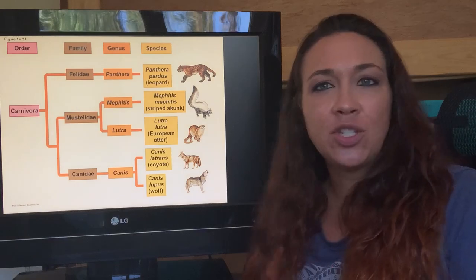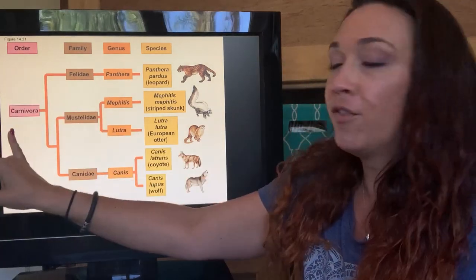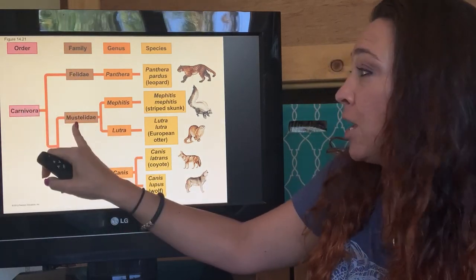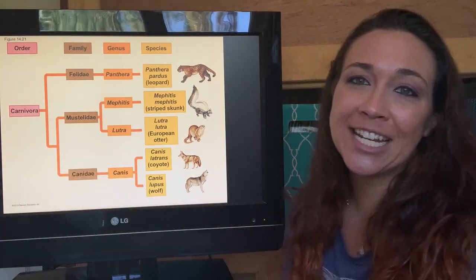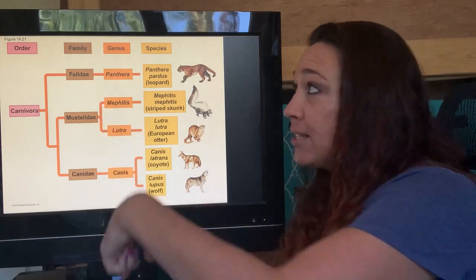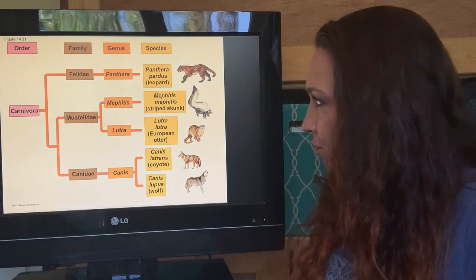All right, so again, this is just another example of some of these taxonomies, right? We have the order Carnivora, right? We have the family, we have Felidae if we're talking about our cats, Mustelidae if you're talking about things like otters and skunks, and Canidae if you're talking about things like canines. So this is how you can break them down. Yes, they're all carnivores, but they're very different carnivores from each other.